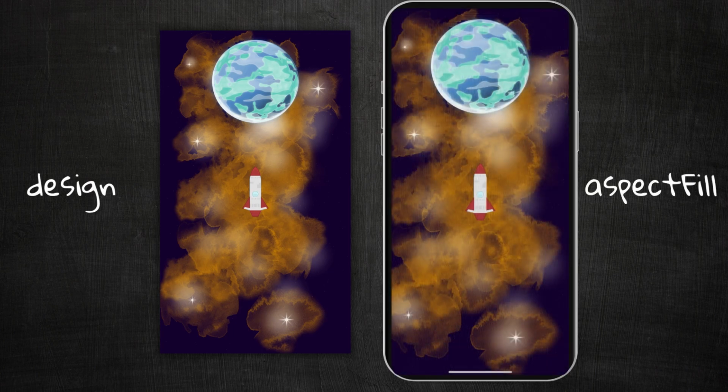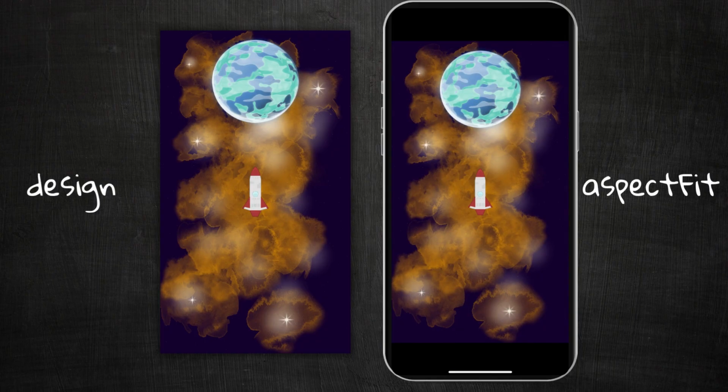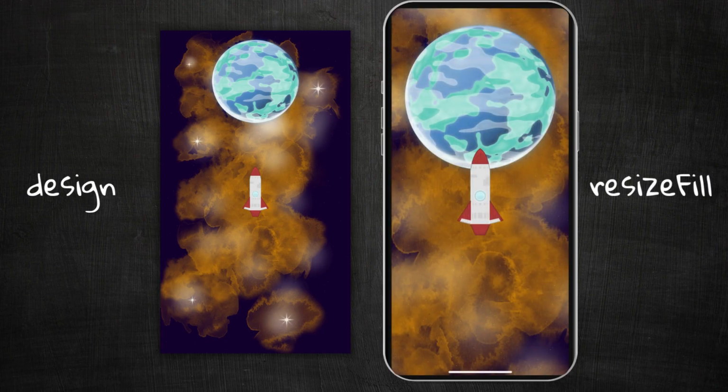Now let's have a look at aspectFill. As you can see, the scene is scaled to fill the screen, but this time its aspect ratio is kept, but also it means that its edges are cropped. The next one is aspectFit. As you can see, the scene fits entirely within the screen without cropping, but it does leave black bars. The last one is resizeFill, and with this one, the scene size is resized to exactly match the screen.